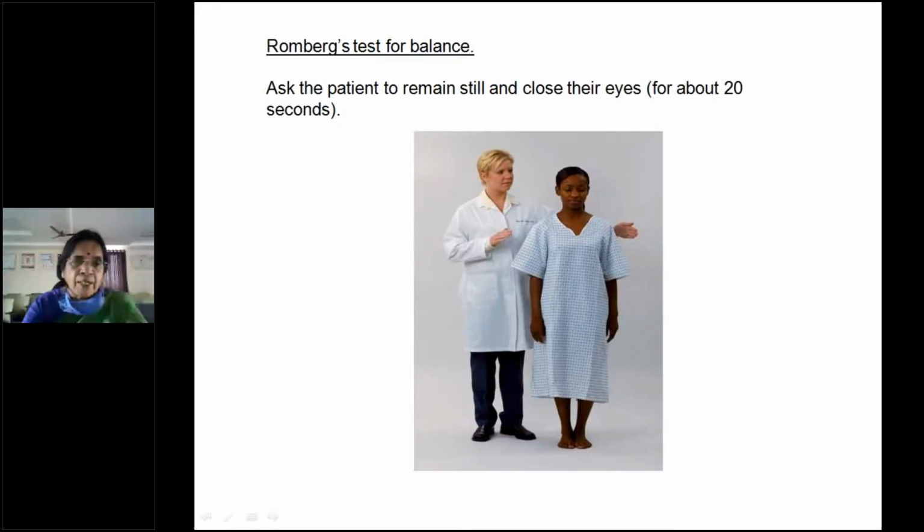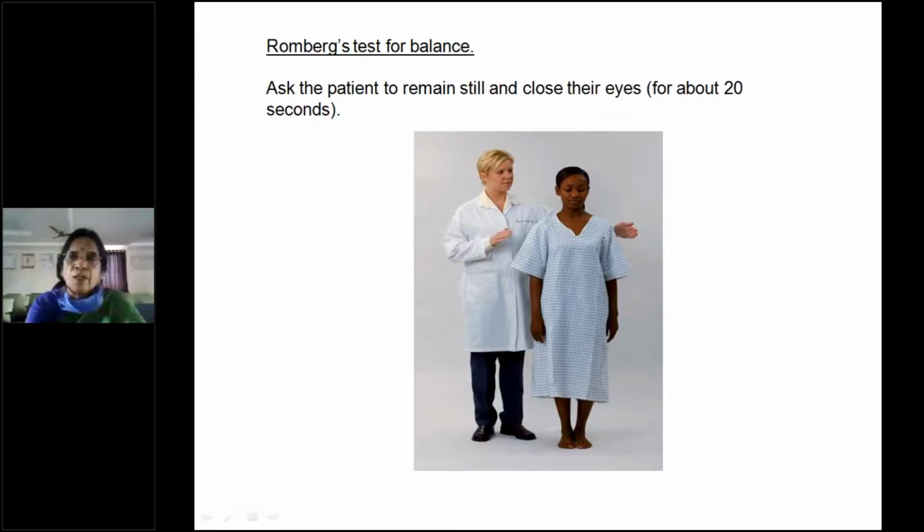Now this is the Romberg's test. This Romberg's test is important to differentiate whether it is a cerebellar disease or due to posterior column involvement. What you have to do is ask the patient to remain still, feet together, and for 20 seconds ask him to close the eyes and stand. Usually in normal people, if you ask for more than 1 minute, that is a false sign.